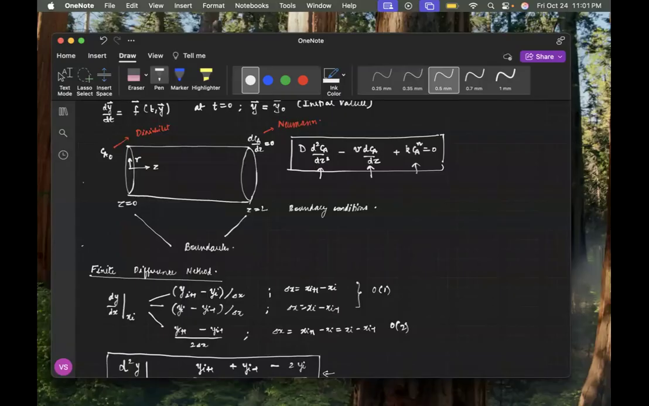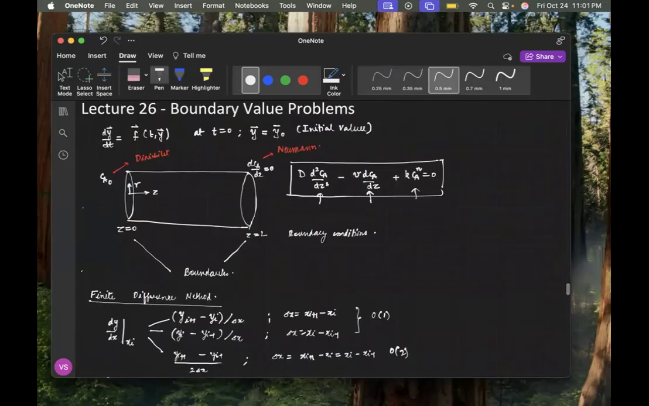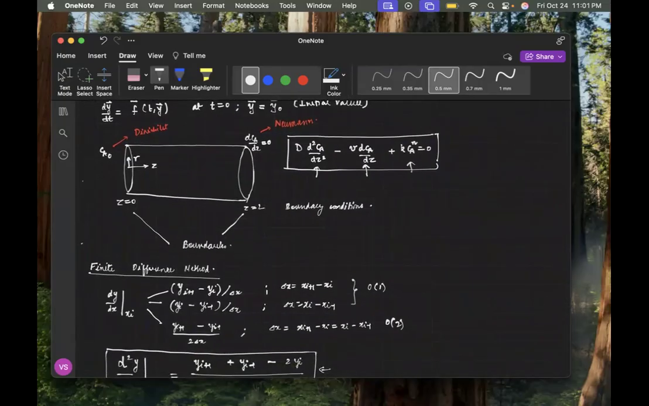So, in lecture 26, we started an introduction to boundary value problems. And as an example problem, we started solving a diffusion convection reaction problem. And we solved it using finite difference methods.